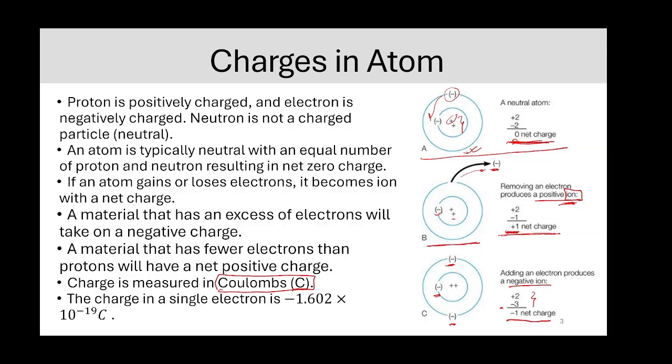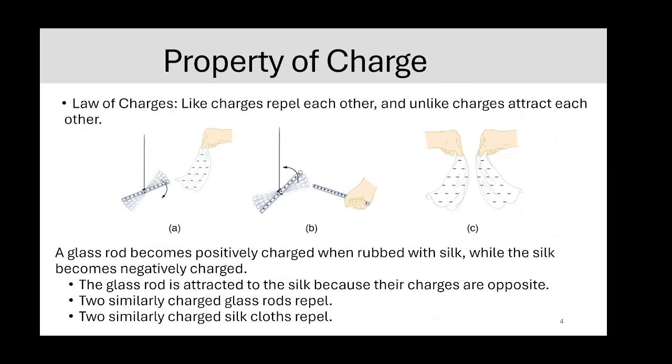The unit of charge is coulomb, and we can see the charge of an electron is very small. The numerical value of the charge of an electron is minus 1.602 times 10 to the minus 19 coulomb. So the first fundamental rule of electrostatics is the law of charges.